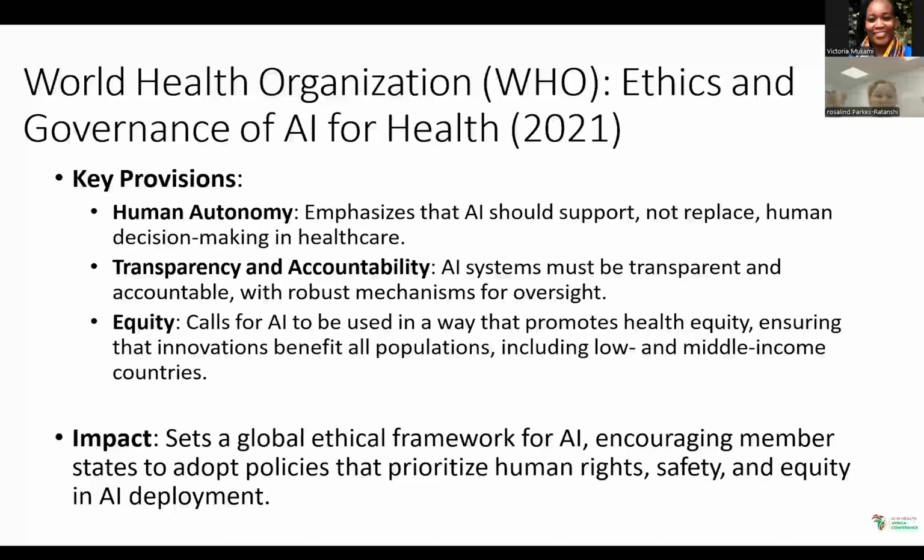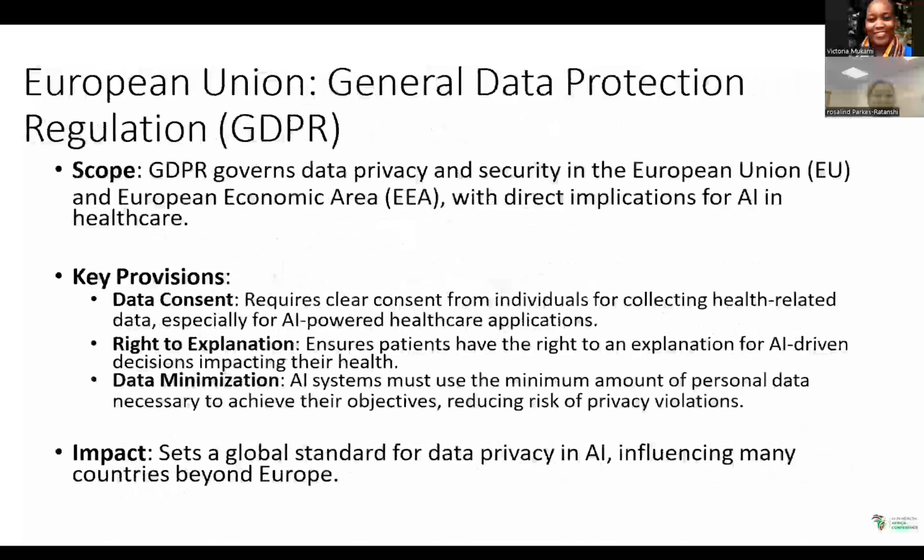So the WHO has a framework for ethics and governance within AI. And this talks about encouraging member states to adopt policies that prioritize human rights, safety, and equity. It talks about this concept of AI supporting but not replacing humans. And it talks about transparency and mechanisms for oversight. The WHO also talks about the equity factor, making sure that everybody has the bike that fits them. Everybody has the AI that they can access in the way that they can access it.